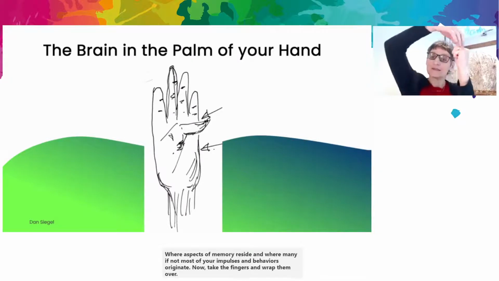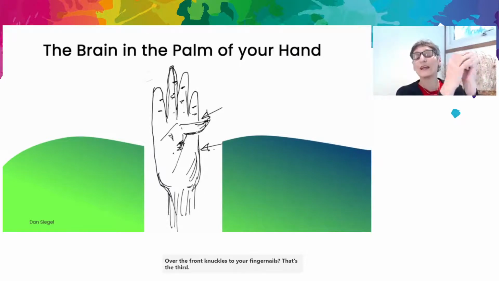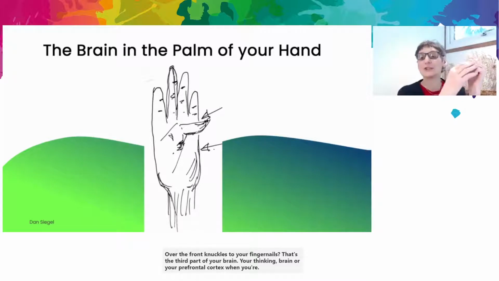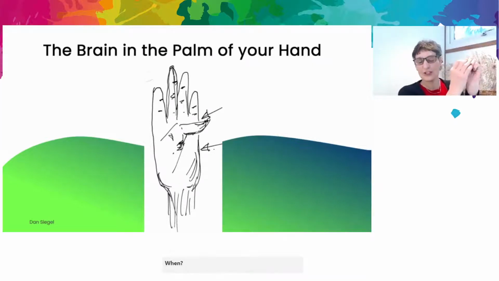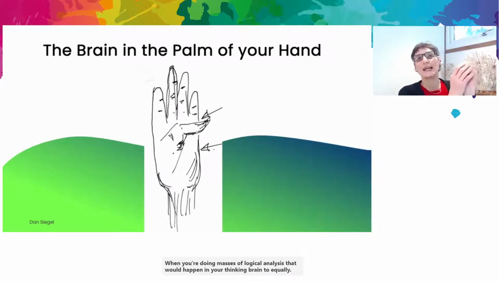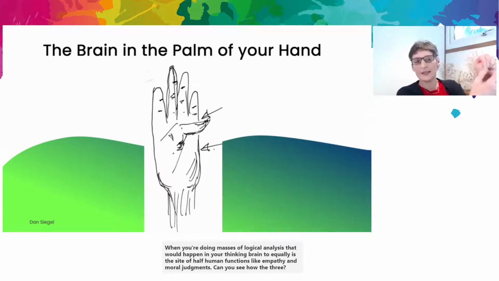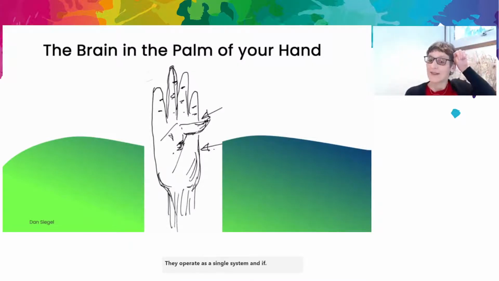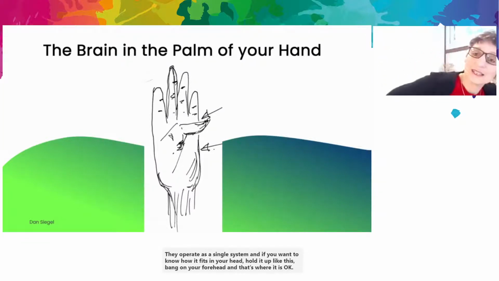Now take the fingers and wrap them over the top. Trace from the back knuckles over the front knuckles to your fingernails. That's the 3rd part of your brain, your thinking brain, or your prefrontal cortex. When you're making very rational decisions, most of that work happens in your thinking brain. When you're doing masses of logical analysis, that would happen in your thinking brain too. Equally, it's the site of higher human functions like empathy and moral judgment. Can you see how the 3 parts are interconnected? Yeah? They operate as a single system. And if you want to know how it fits in your head, hold it up like this, bang on your forehead, and that's where it is, okay? Running straight down through your spinal cord into your body.